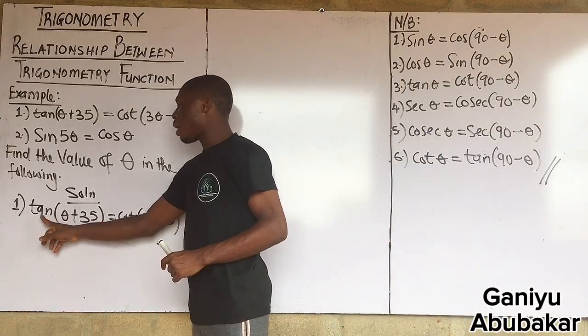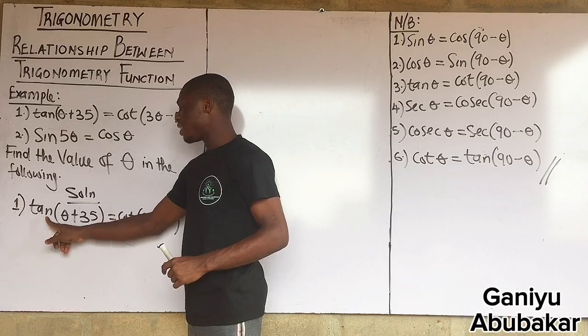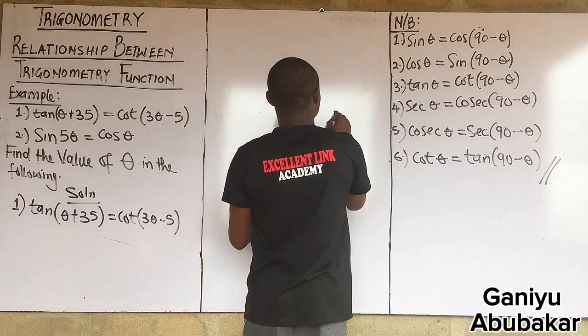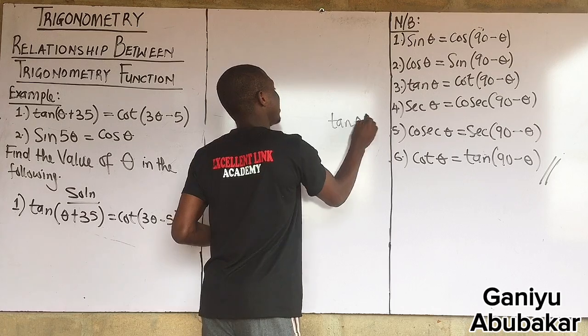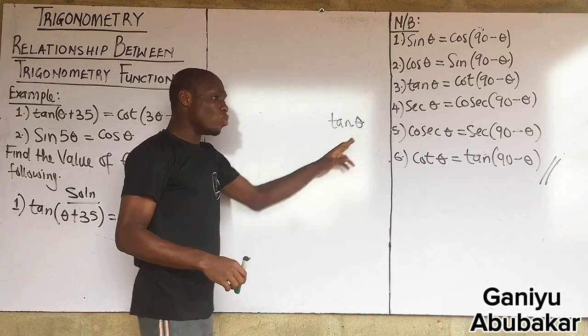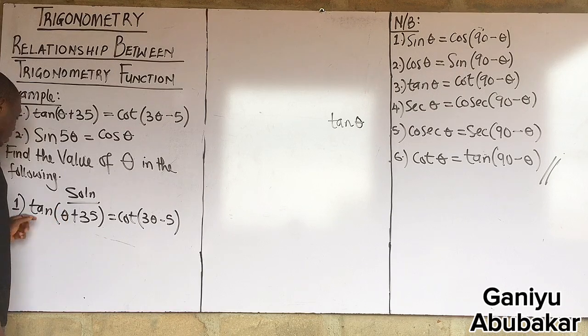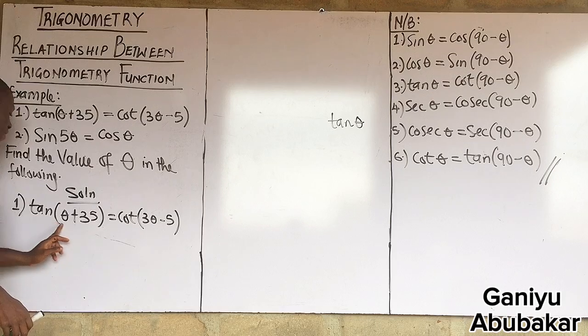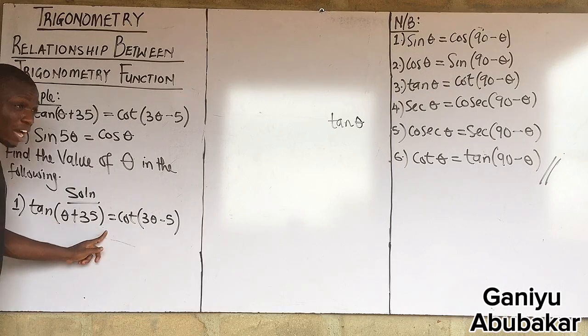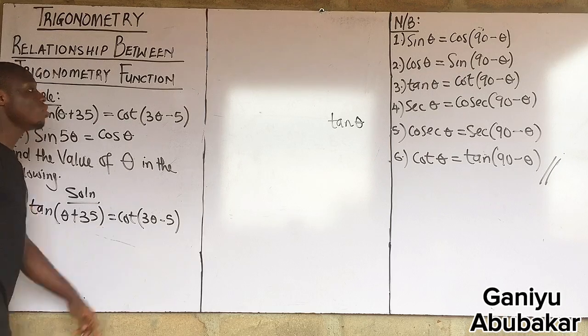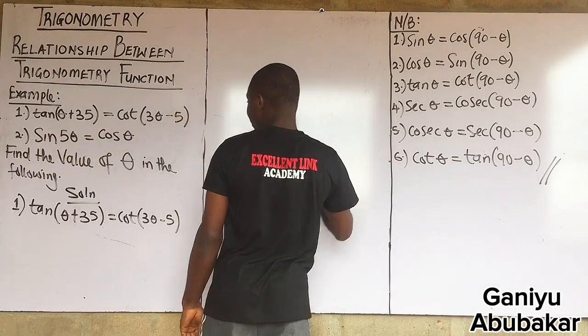All right, this is tan. All these are the angle. If I say tan theta, this theta here is the angle. So this is tan of the angle. In our problem we have tan of everything here, so everything here is the angle of tan. For cot, everything here is the angle of cot. So understand that one first. All right, let's solve this problem.